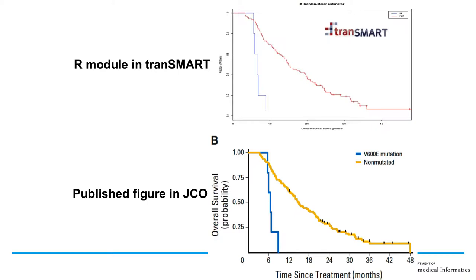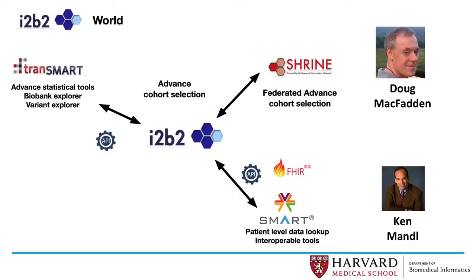Then Transmart was very naturally part of the framework in the i2b2 world, with the interconnection of all the tools. This is the vision where you have i2b2 as the database model to do the advanced cohort selection, linked to the SHRINE network led by Doug MacFadden, who is also in the room, which enables multiple i2b2 instances, but also linked to SMART, now SMART on FHIR, led by Ken, to have, at one level, the patient lookup. And Transmart came into this environment, with the same i2b2 instance, where you could have advanced statistical tools, biobank data, and Variant Explorer, using the Transmart system.